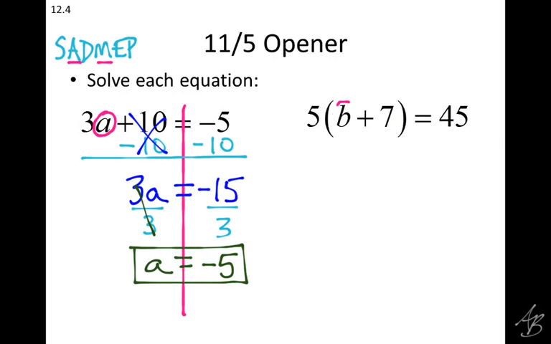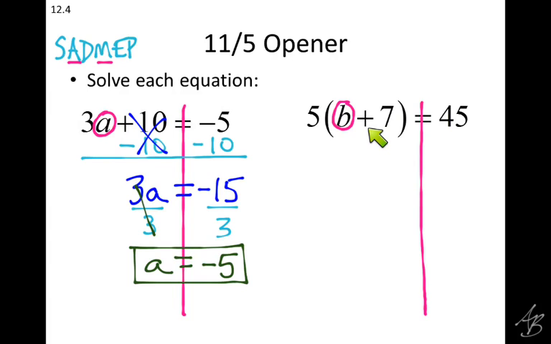On the second one, we want to get that b by itself. So we circle the b, draw our line of equality. On this one, we have multiplication and addition, just like we did here. So should we get rid of the addition first? Looking at that SADMAP, if we do this backwards, we should get rid of addition before multiplication, right? So should we get rid of the plus 7 first?